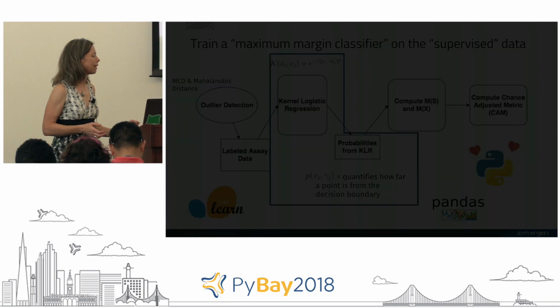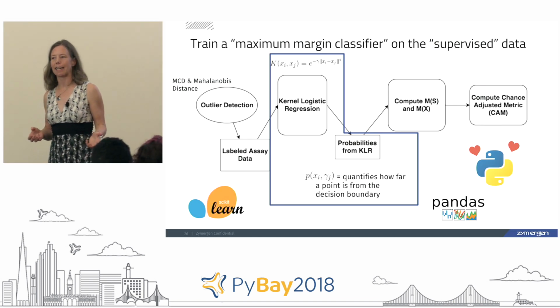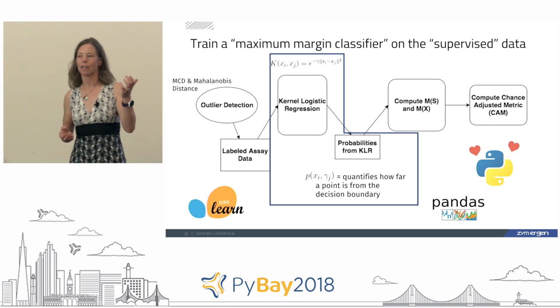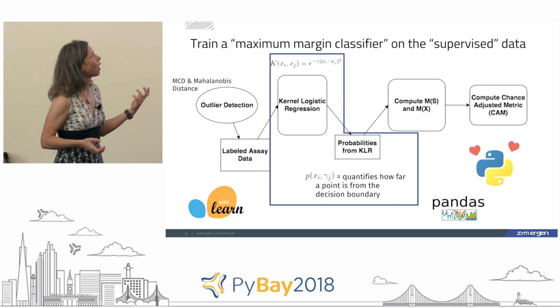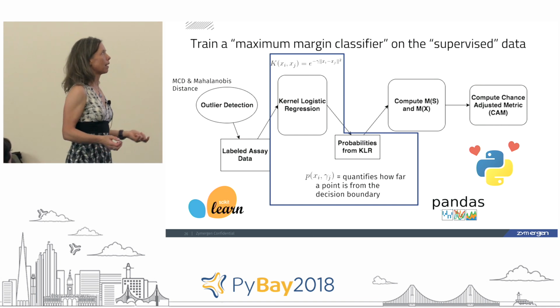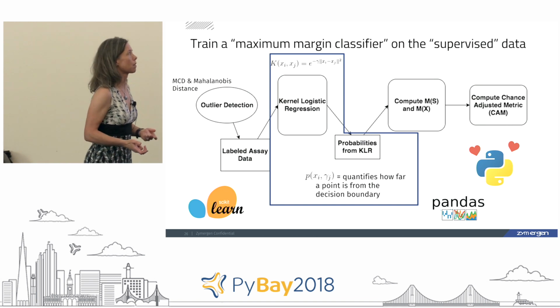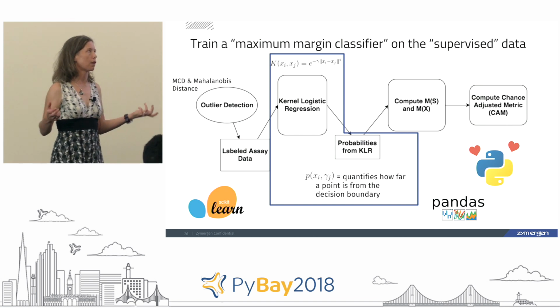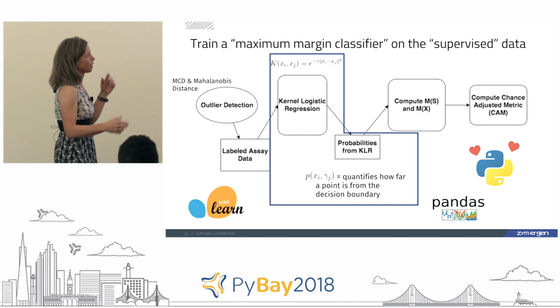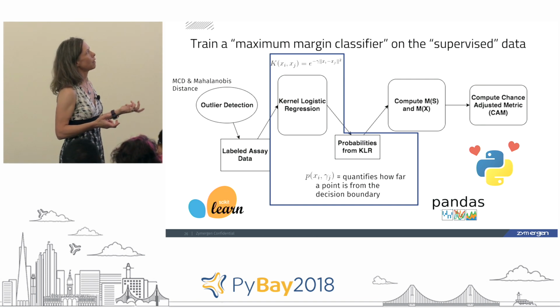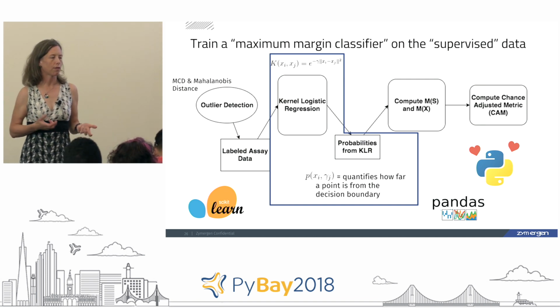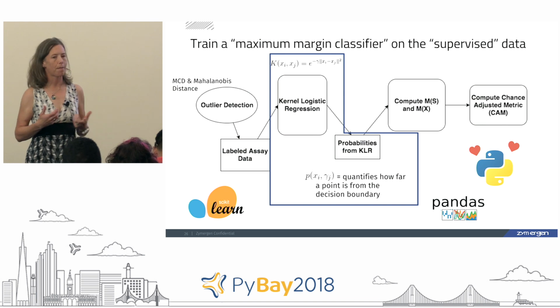And now we're going to treat that as a supervised data set and shove it into a maximum margin classifier. You could use any maximum margin classifier, but kernel logistic regression works particularly well here because, first of all, you can think about the kernel and the shape of your data. And second of all, it gives you a set of probabilities for free. And those are actually going to form our metric.